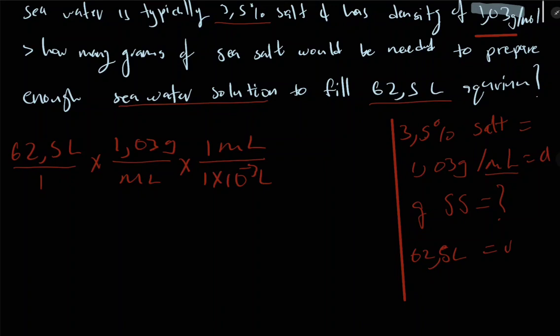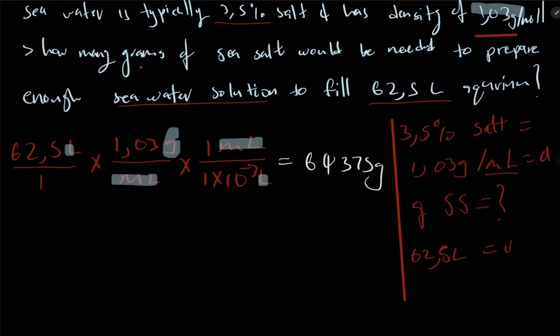Okay, let's look at what we have now. This liter cancelled this liter, this milliliter cancelled this milliliter, and now we are left only with grams. Let's just use a calculator to work this out. If I work that on a calculator, I get 6.4375 grams of what? Of seawater solution.